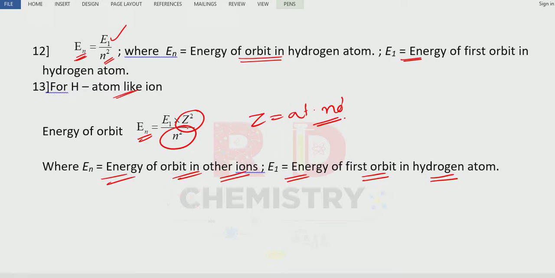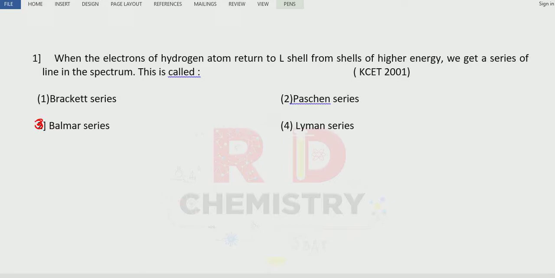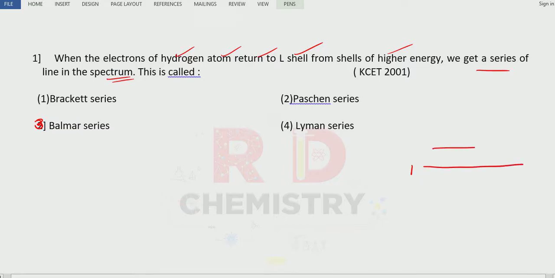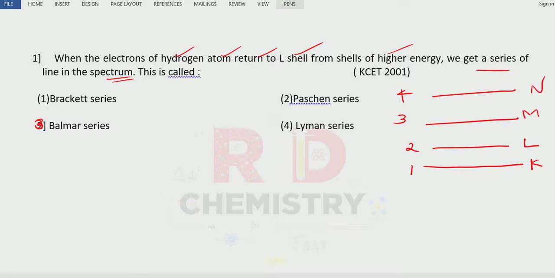So let us solve problems now. Question number 1. When the electron of the hydrogen atom returns to the L shell from a higher energy level, we get a line in the spectrum. This is called as, so we have the first shell, second shell, third shell, and the fourth shell. These are in terms of numbers. If I go for alphabets, this is K shell, K, L, M, N, and so on.